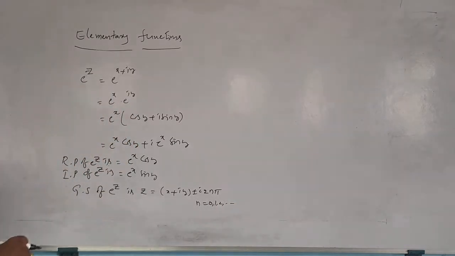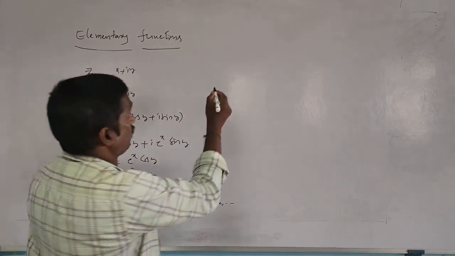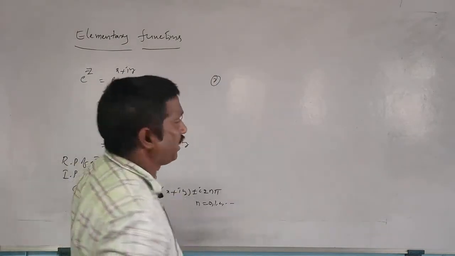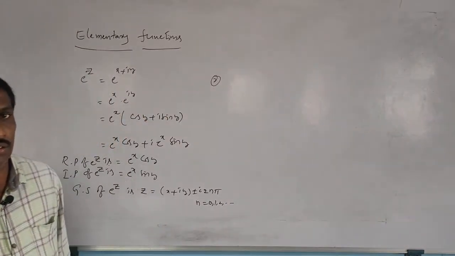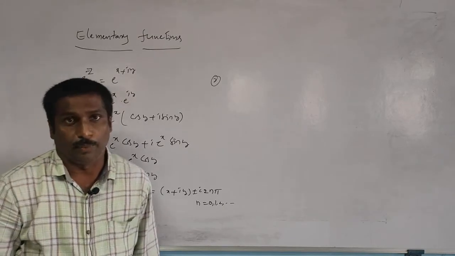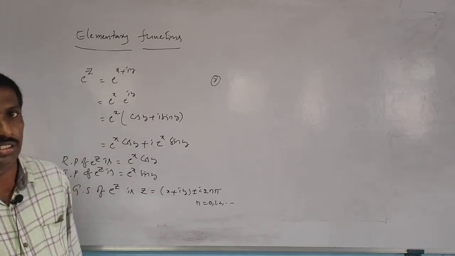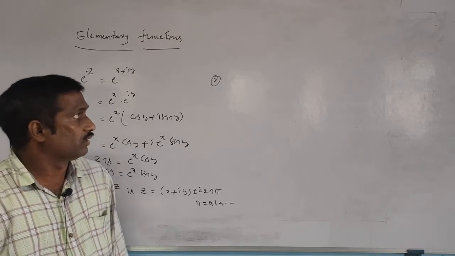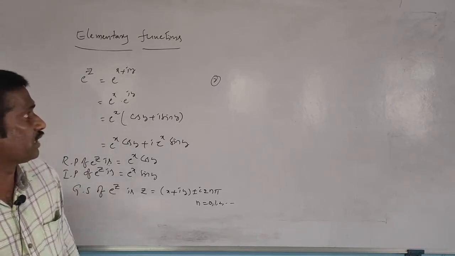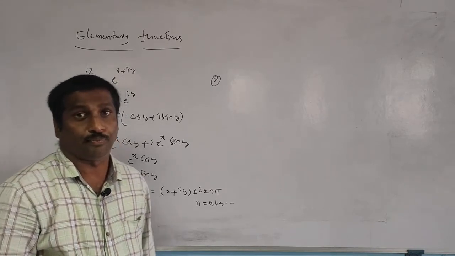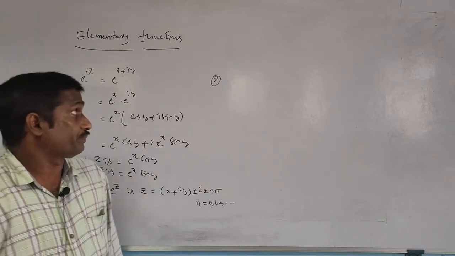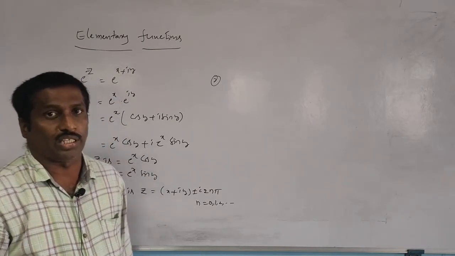So next, explain the trigonometric functions. So here trigonometric functions means sin z, cos z, tan z, cosec z, sec z, and cot z. These are the trigonometric functions in the elementary functions. So now we have to find the real and imaginary parts of sin z.